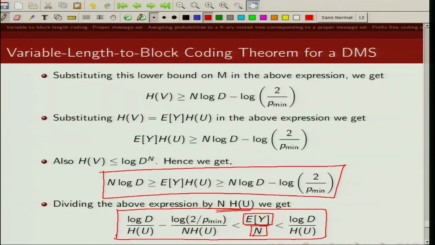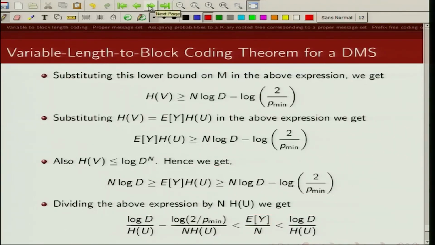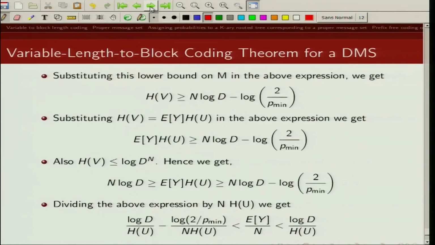So with this we will conclude this lecture on variable to block length coding. In this lecture we have shown, if we use a proper message set, it has to be a Tunstall message set that we should use for source parsing. Now in general, for a non-proper message set, we do not know what is the optimal way to do source parsing. So with this, I'll conclude this lecture.